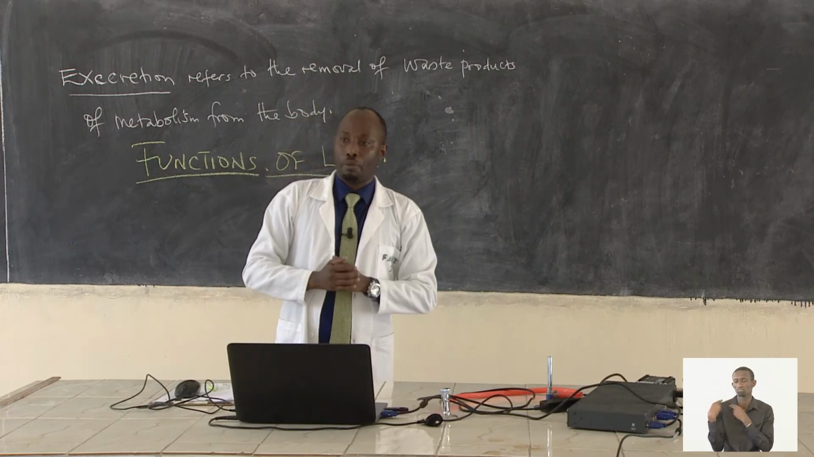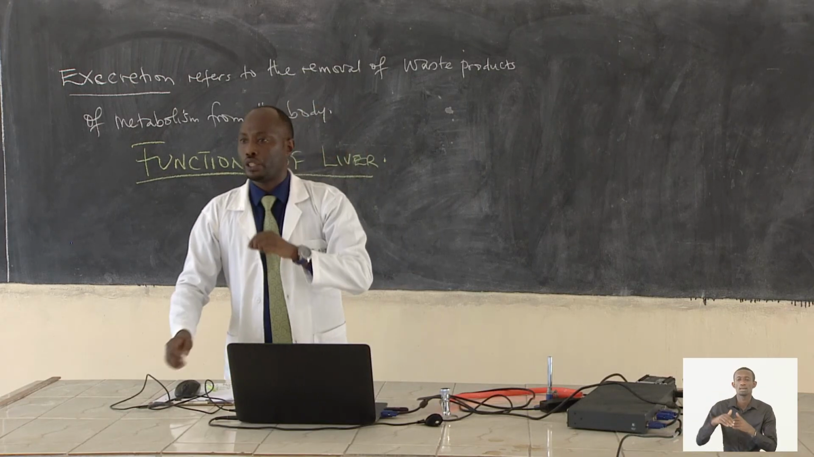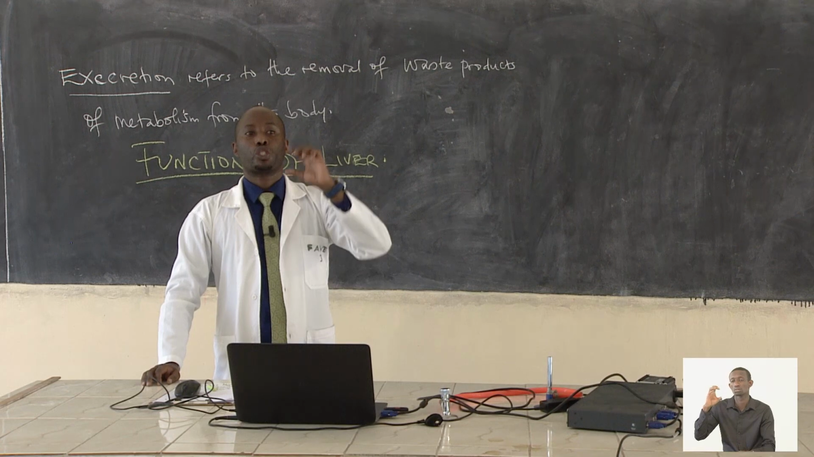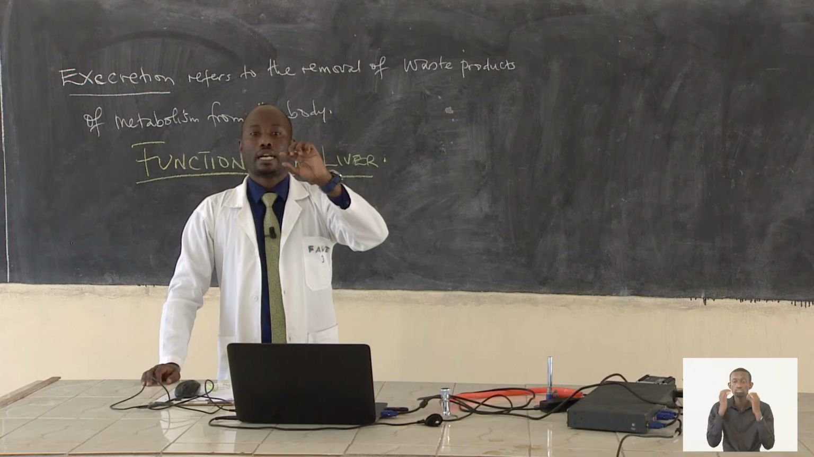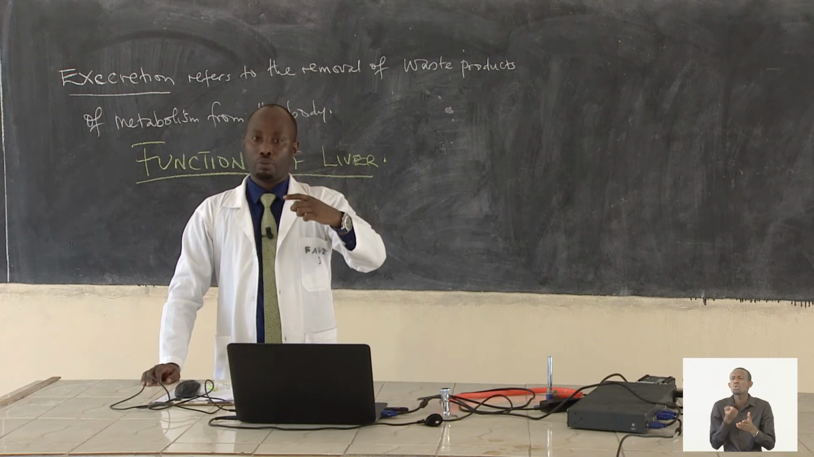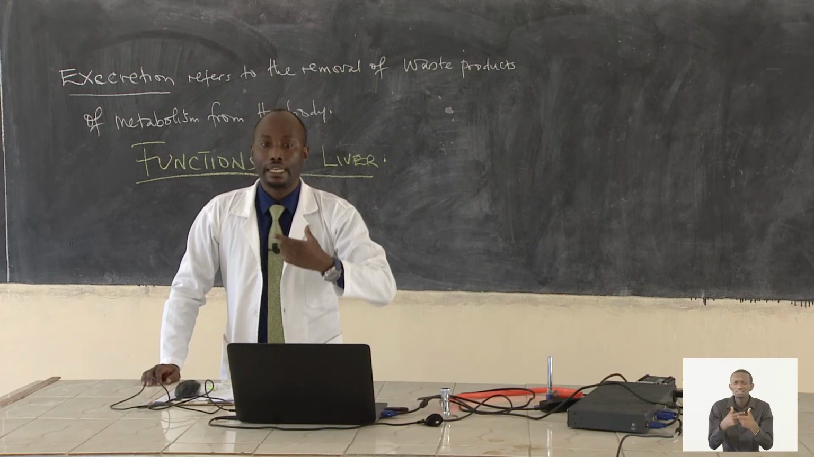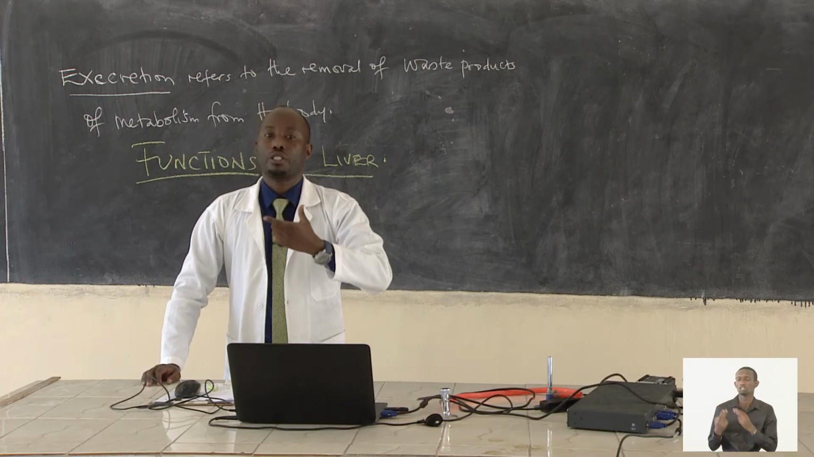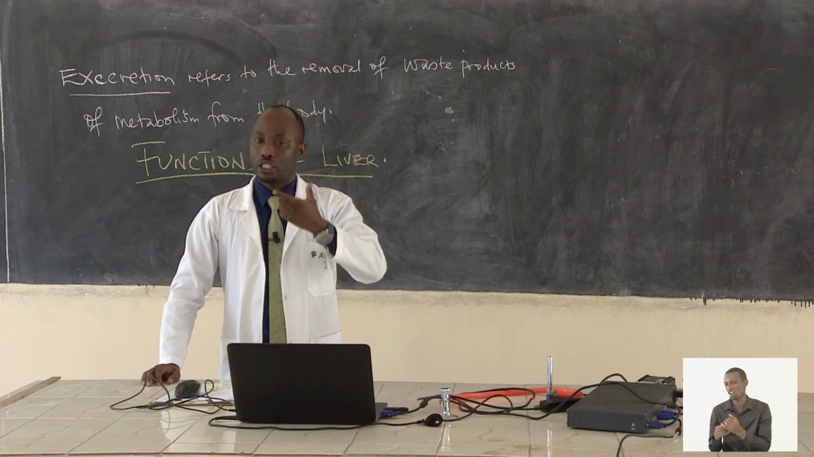Excessive cholesterol in our body can cause malfunctioning of our body, because cholesterol is very dangerous and can cause very many diseases. Take an example, it can cause coronary heart disease. It can cause stroke. So for this cholesterol not to accumulate in our body and affect the body metabolism, it has to be eliminated by the liver. So the liver does the function of elimination of sex hormones as well as cholesterol.